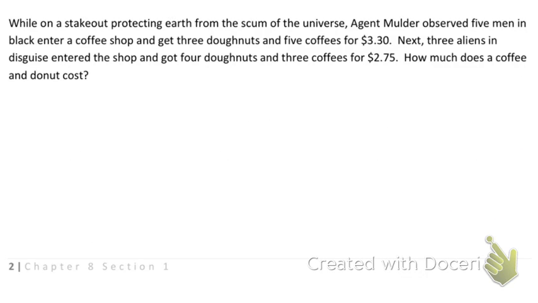All right, the other thing attached to this section is word problems. This is probably the easiest word problem that I can have. Yours for homework's a little more difficult. While on stakeout protecting Earth from the scum of the universe, Agent Mulder observed 5 men in black enter a coffee shop and get 3 donuts and 5 coffees for $3.30. Next, 3 aliens in disguise enter the shop and buy 4 donuts and 3 coffees for $2.75. How much does a coffee and a donut cost?